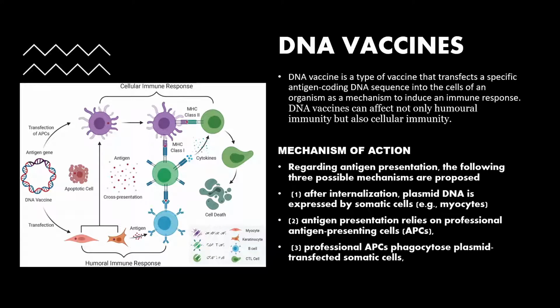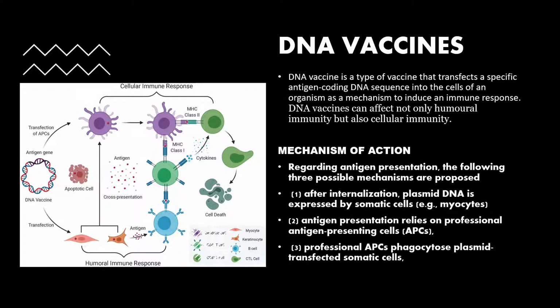Mechanism of action. DNA vaccines can induce both humoral and cellular responses, and DNA can be delivered through a variety of routes, including intramuscular, IM, intradermal, ID, mucosal and transdermal delivery. For DNA vaccines, after internalization, the DNA is transferred to the nucleus for transcription and then translated in the cytoplasm. Regarding antigen presentation, the following three mechanisms are proposed. Number 1. After internalization, plasmid DNA is expressed by somatic cells, myocytes, and presented to CD8 T cells through major histocompatibility complex, MHC class 1 complexes on the somatic cell.